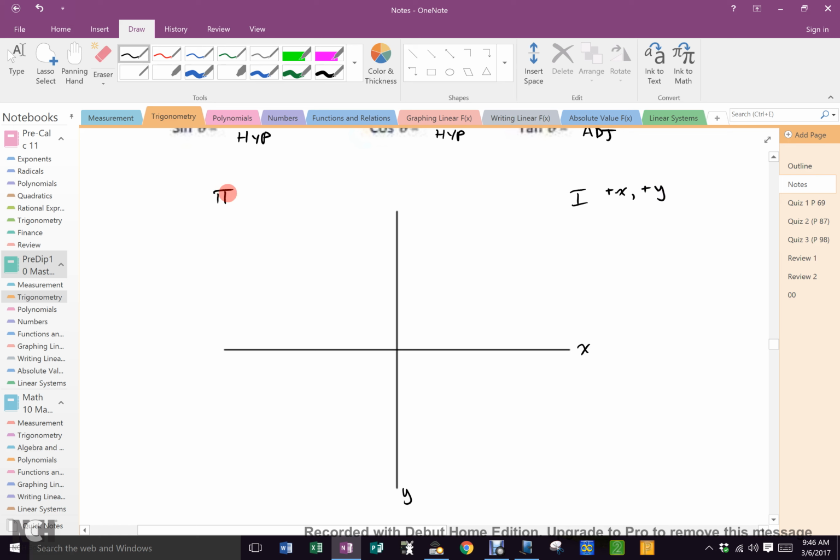This is quadrant 2. We go counterclockwise. Don't ask me why. In quadrant 2, what are all of my x values? Negative. And what are all of my y values? Positive. This is quadrant 3. All my x values are negative and all my y values are negative. And this is quadrant 4, where all my x values are positive and all my y values are negative. Is everybody cool with that?